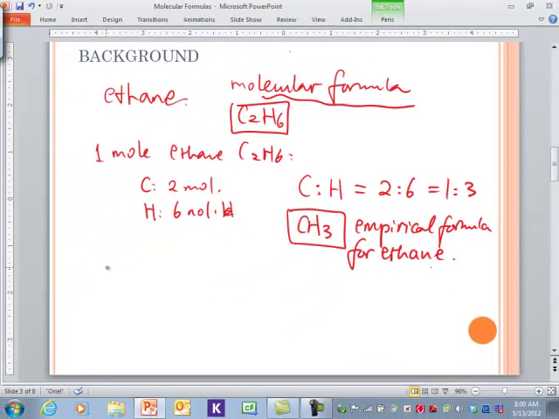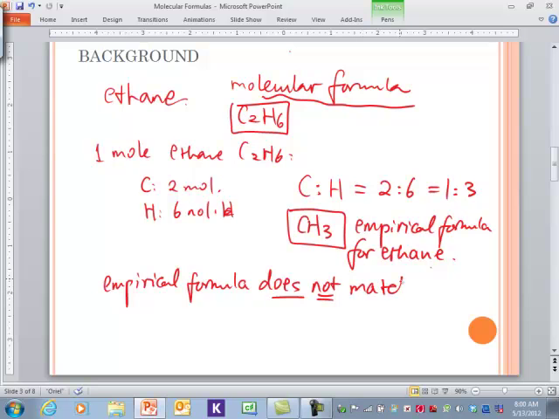Now we have something where the empirical formula does not match with the molecular formula. Okay, so those are the ones, and how we're going to handle that will be the focus of the topic for this vodcast. And it turns out a lot of compounds, especially what we call the organic compounds, do not match up very well.